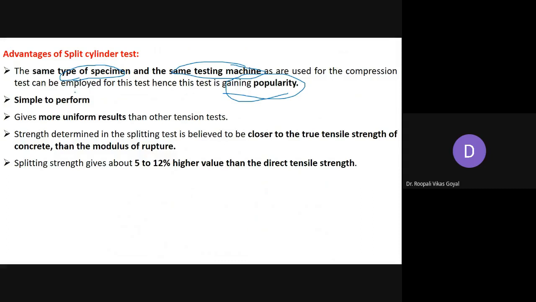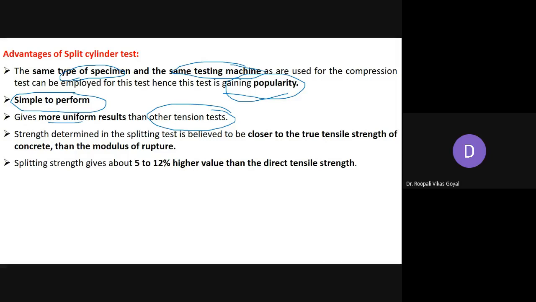It is also simple to perform. You just have to place the cylinder horizontally under the compression testing machine, keeping two plywood sheets at the top and bottom, and apply the proper load. It also gives more uniform results than other tension tests. There are other tension tests too, but the results of this one are more uniform as compared to the others.